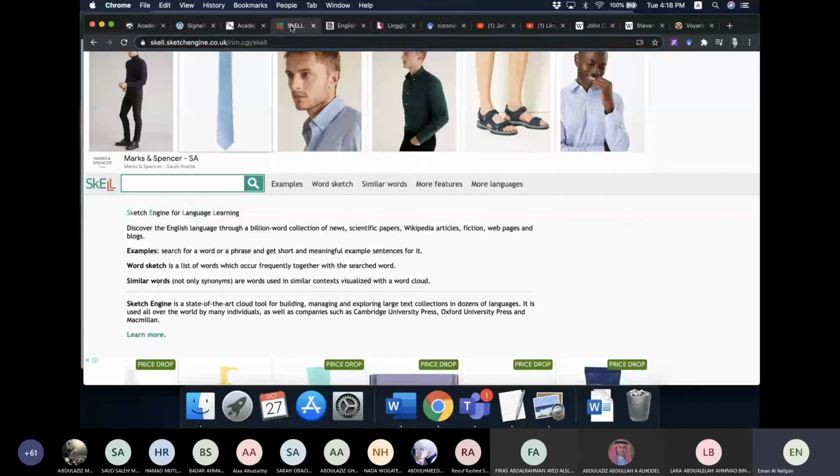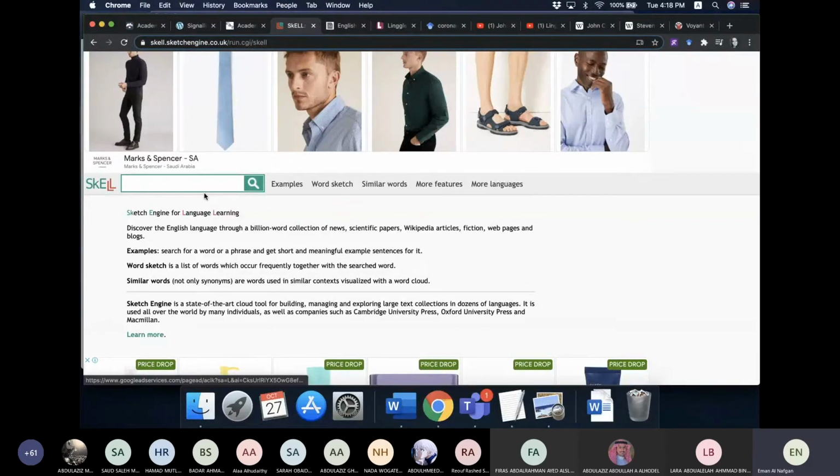Scalp is part of Sketch Engine, and it's a huge corpus. A corpus is a database. It is a database of language. They take a whole bunch of text. I'm talking about not millions of words. I'm talking about billions of words. They take them and then they mine them for language.